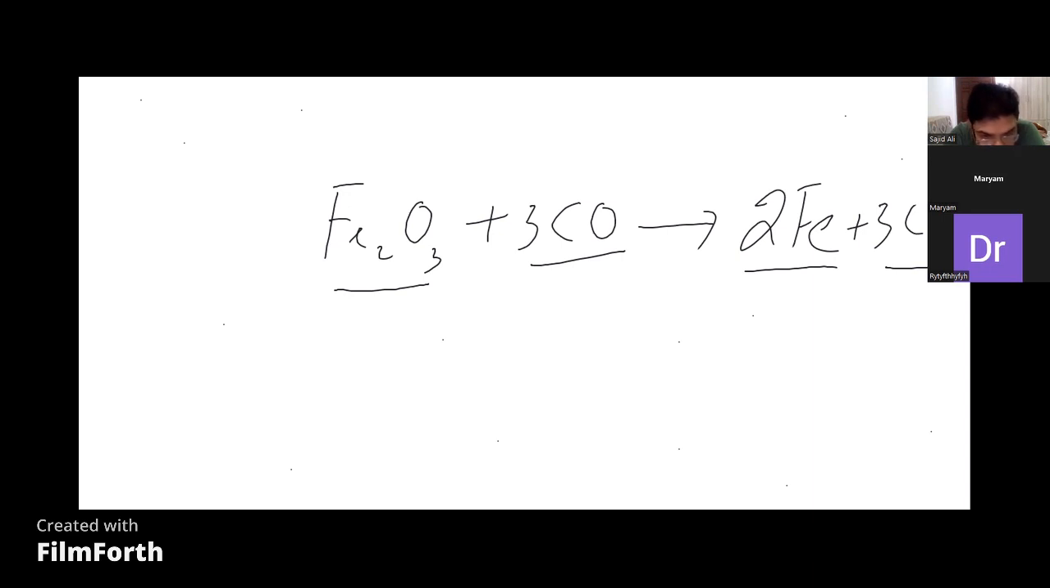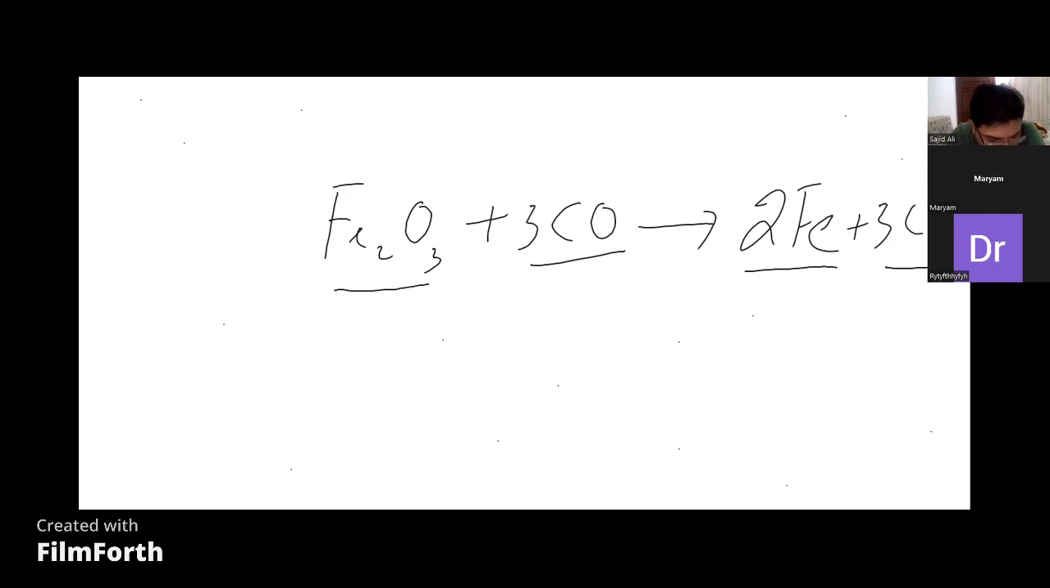Okay. Now you can hear me. Yes, sir. Very good. So you have to explain how it is a redox reaction with reference to loss and gain of oxygen. Which substance is being oxidized, which is being reduced in this reaction. This is very simple. Iron 3 oxide reacts with carbon monoxide to form iron plus carbon dioxide.